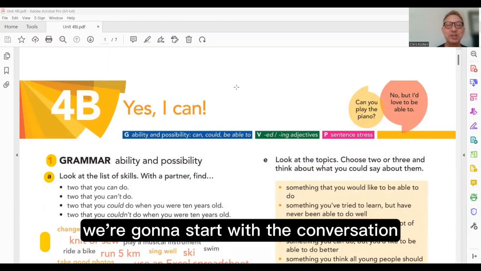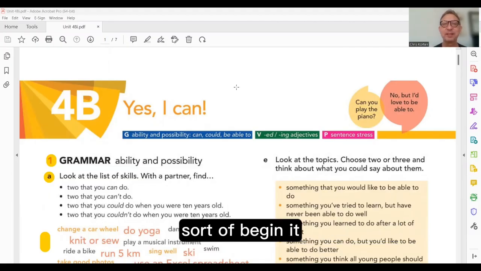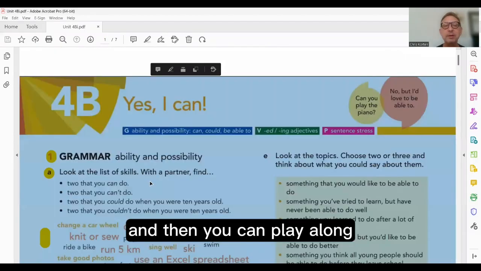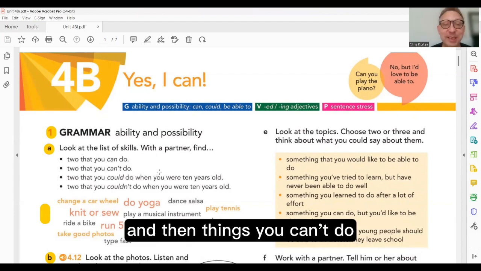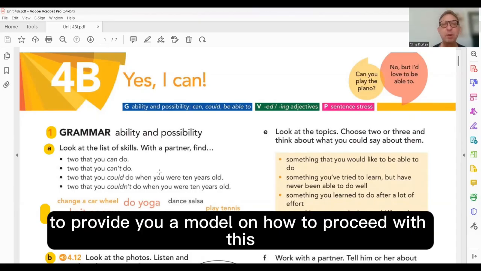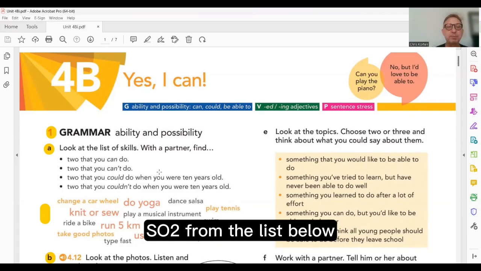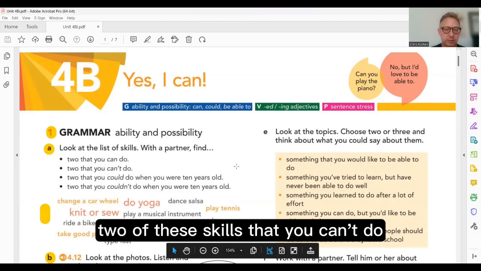And we're going to start with a conversation. I'm going to lead this or sort of begin it, and then you can play along. Talk about skills that you could do in the past and that you can do, and then things you can't do. So I'm going to actually begin this to provide you a model on how to proceed with this. So two from the list below. So here's this list below, two of these skills that you can't do.